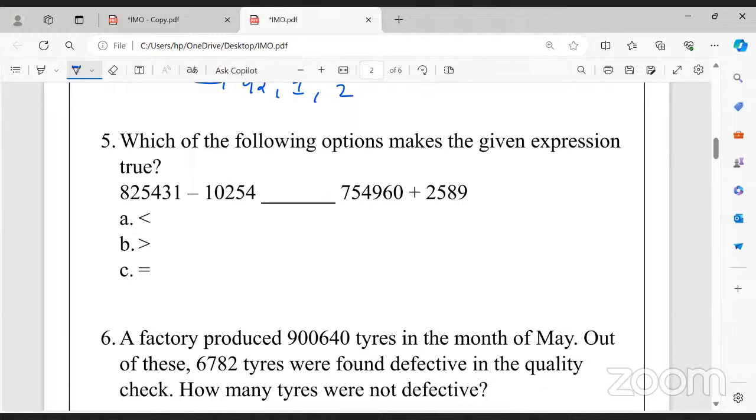Which of the following options makes the given expression true? You have to find out the value of this. Who can find out? Let me see. What is the difference between these two numbers? 8,25,431 minus 10,254. What's the difference? Please type your answer. What is the difference between these two numbers?